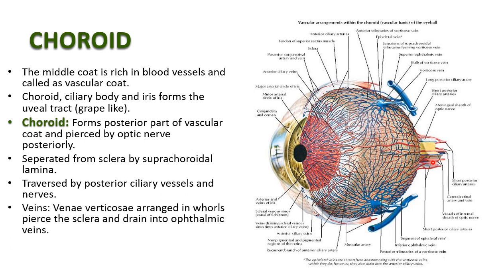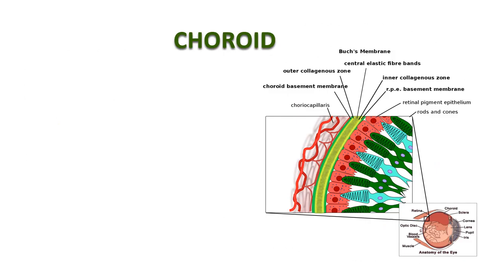These are the venae verticosae, which are arranged in whorls, and they drain into the ophthalmic veins. Now coming to the structure of the choroid, mainly it consists of four layers.